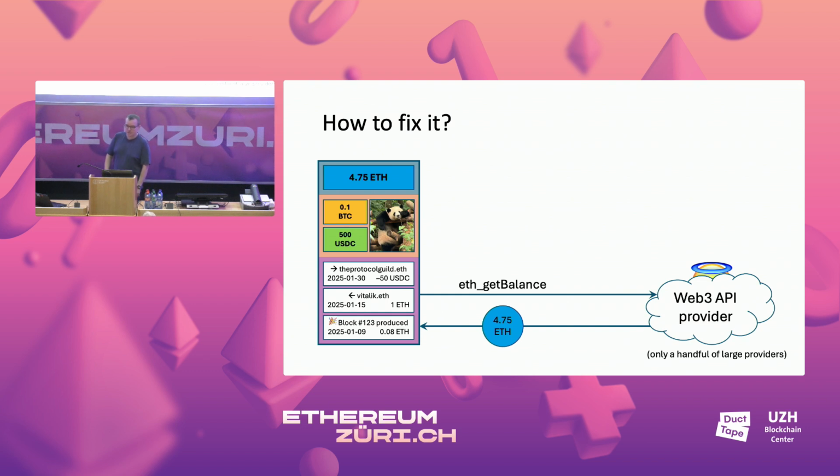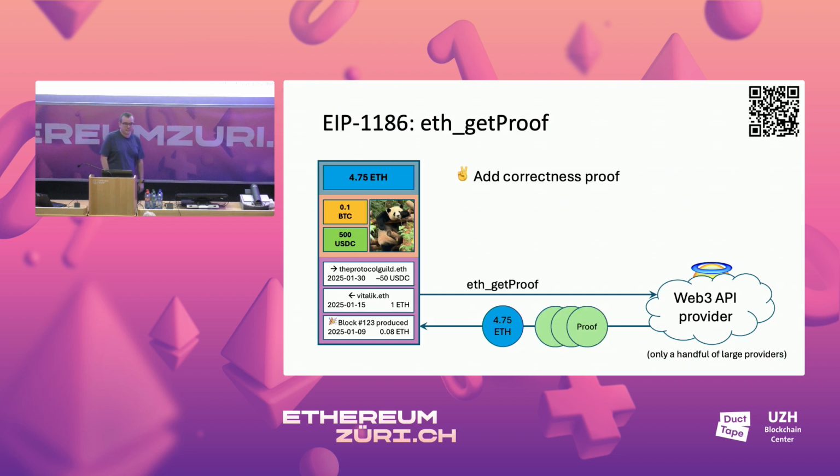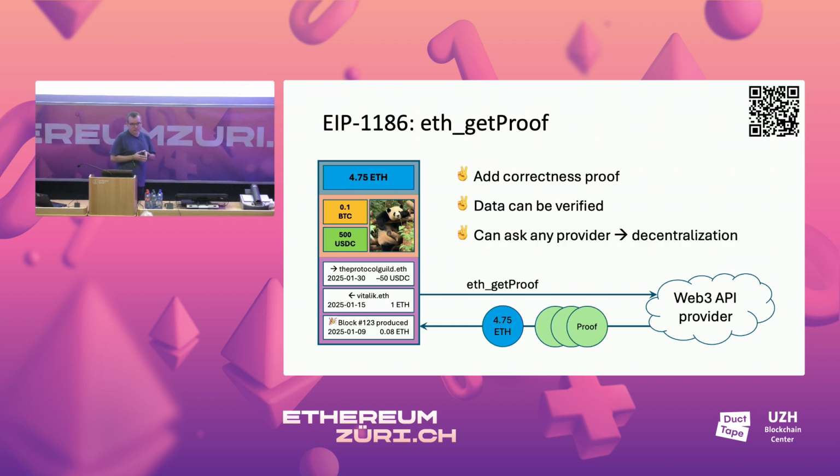And the answer to that starts with EIP-1186, eth_getProof, and it works by adding a correctness proof to the response. So this means that now the server provides the proof that the data itself is correct, and when we verify that, it makes this trust relationship disappear. We only rely on the server now for data availability because we can verify that it's not lying anymore. And because the server gives a proof, it also means that we can now ask any server for the data. And this is great for decentralization because we have a convenient system that works and that's also secure.